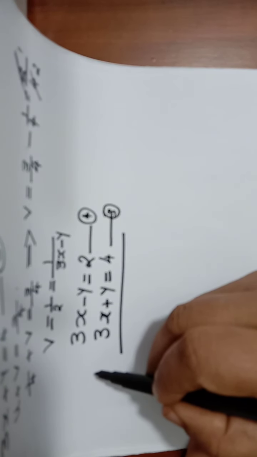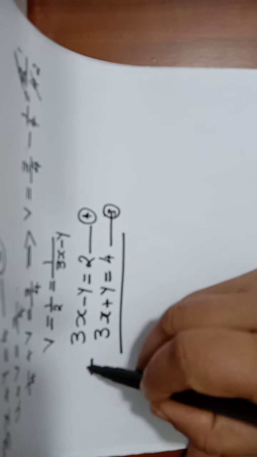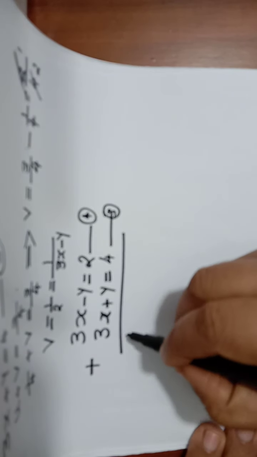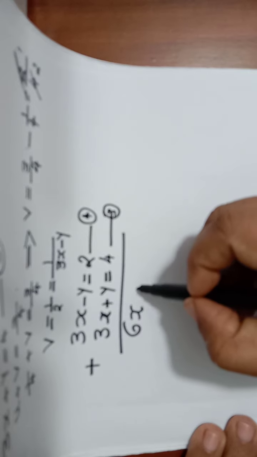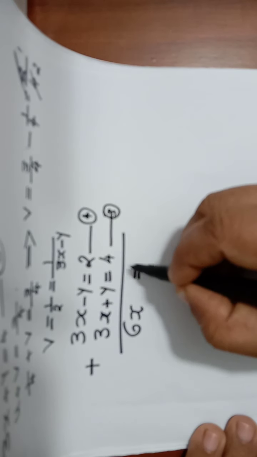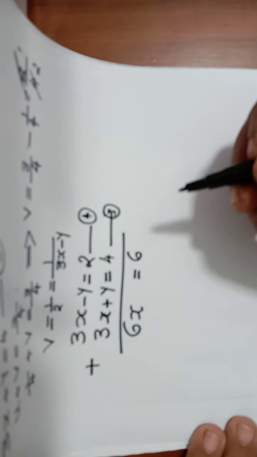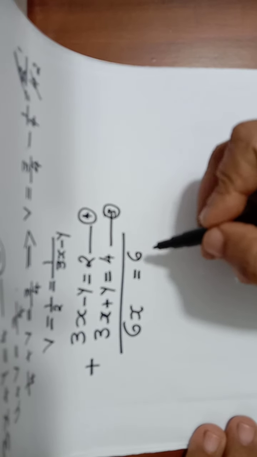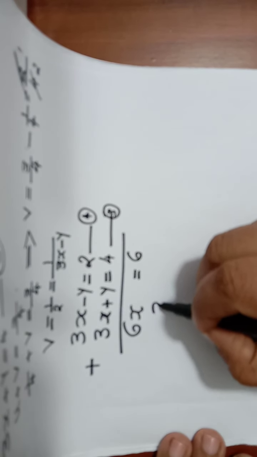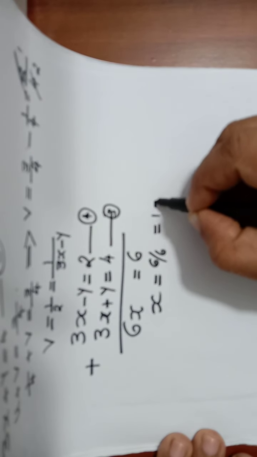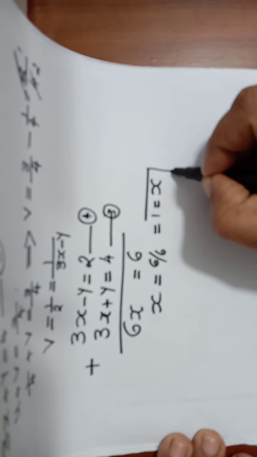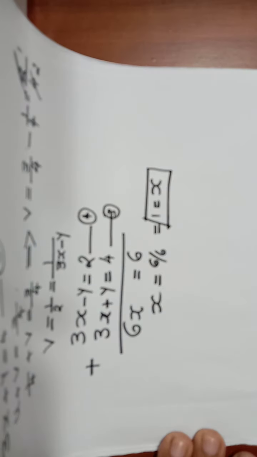Shall we add these two? If we add, we will get 6x. By addition, the y term will become 0. 2 plus 4 is 6. Addition or subtraction we do in elimination. x is equal to 6 by 6, that is equal to 1. So we got our x value, x is equal to 1.